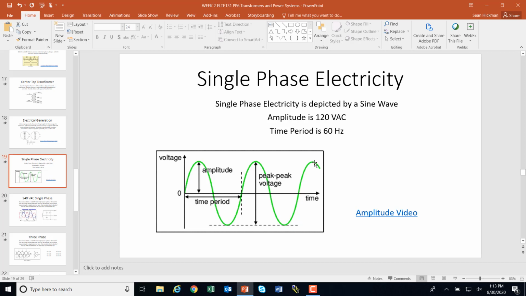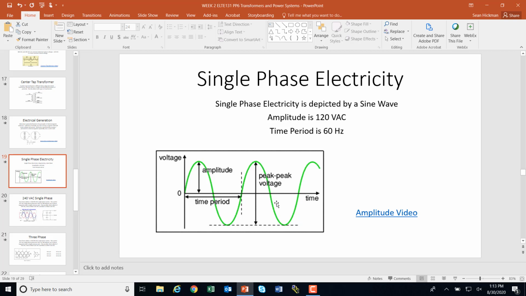And because we were using a magnet that was continually going around north, south, north, south, as shown in that video, you end up with the current like this. So how fast does this change? The frequency here is 60 hertz, so it switches direction every 1/60th of a second. So that is an example of the sine wave and how the sine wave represents single phase electricity.